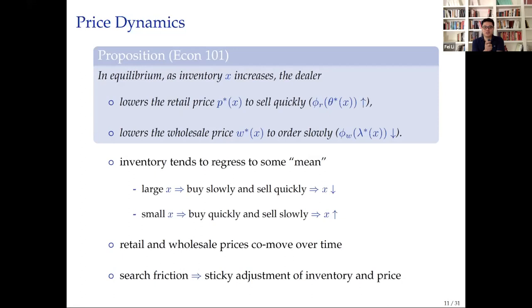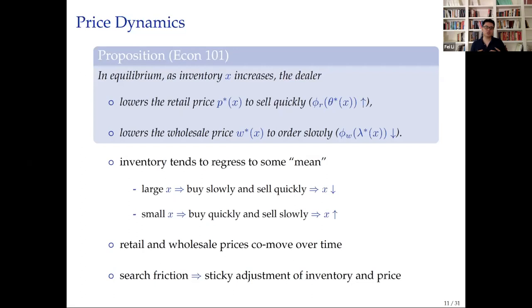Let me continue. So this result is as intuitive as the last one. This is Econ 101. If you have a lot of inventory, you want to sell very quickly. In direct search, the only way you can sell very quickly is to lower your retail price to enter that submarket. And because you have a lot of inventory, you don't want to order inventory unless the inventory is cheap. So you will lower your wholesale price, and enter the market to order very slowly. And those two forces actually work on your stock of inventory in the same direction.